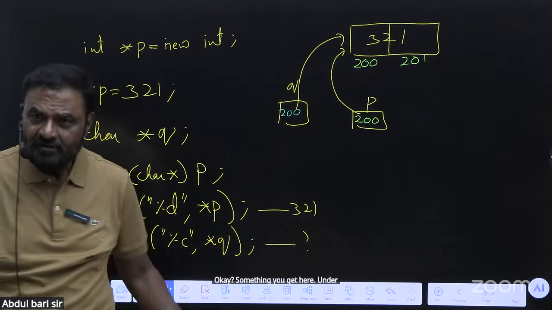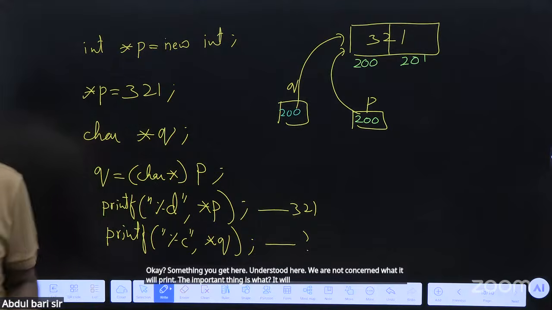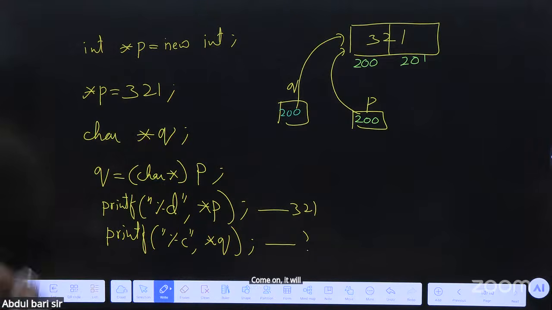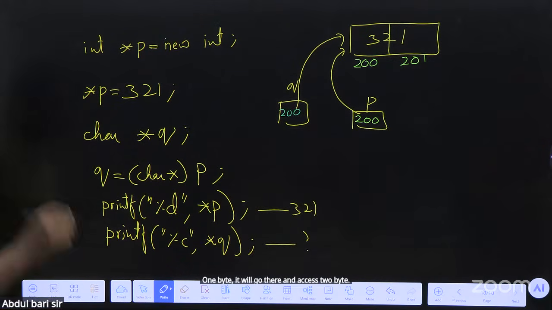Understood here? We are not concerned with what it will print. The important thing is what? It will go there and access only 1 byte. The integer pointer will go there and access 2 bytes.